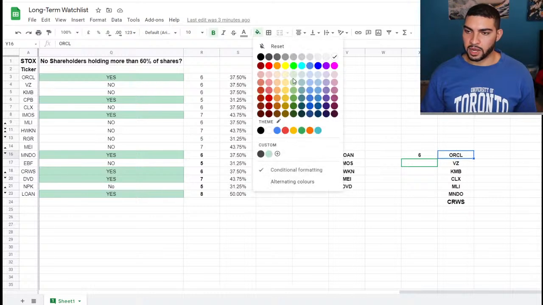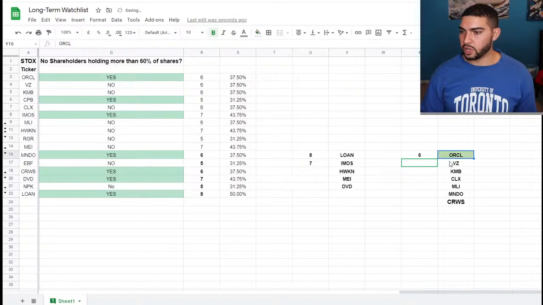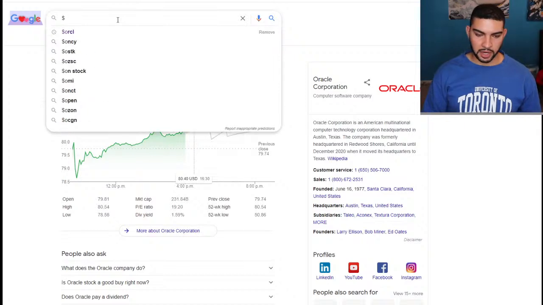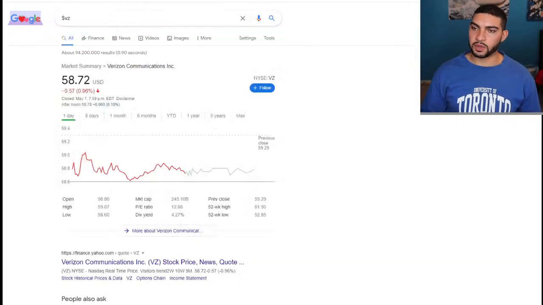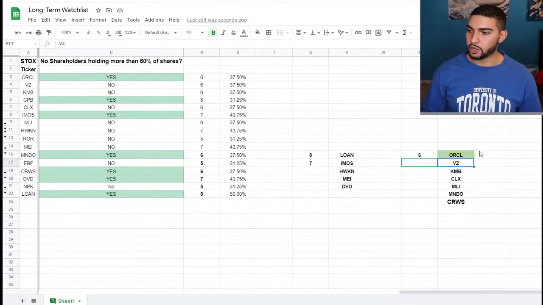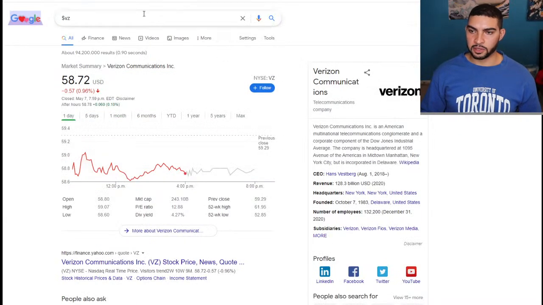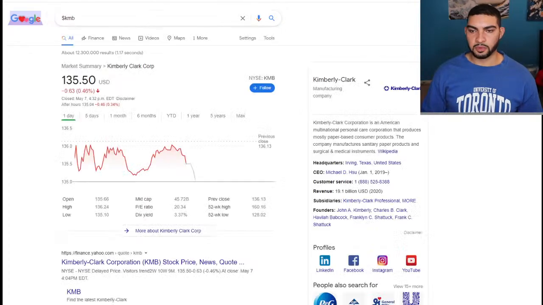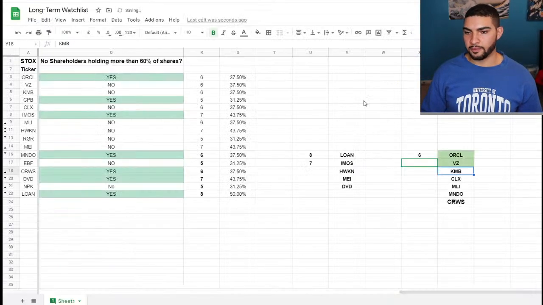We're going to highlight that with a lighter shade of green, so that we know that Oracle has actually fit this test. I can already guarantee you guys Verizon is also in the same boat because it's a very established company. As you can see, boom, market cap also at around that 230 mark. Next up is Kimberly-Clark, KMB was it? Kimberly-Clark probably in the same boat. Yeah, 45 million. So it's pretty good.